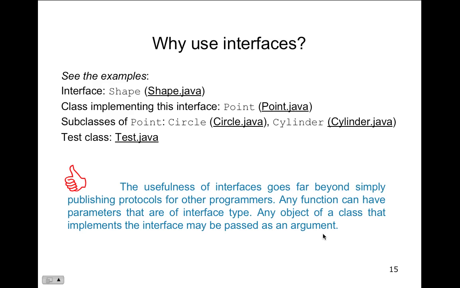When I say publishing protocols, it means you're kind of laying the foundation of how you want the structure to work. Any function can have parameters that are of interface types. Any object of a class that implements the interface may be passed as an argument. So now we have multiple uses of the class. So let's take a look here, actually.